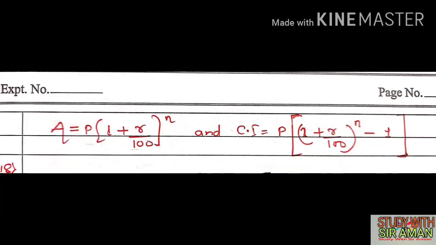Now you see two formulas I have written here. One is for amount: amount is equal to principal into 1 plus r by 100 to the power n, n means time. Okay, and the formula for compound interest is equal to P big bracket then small bracket 1 plus r by 100 to the power n minus 1. Okay, you can use any one of them to find compound interest.